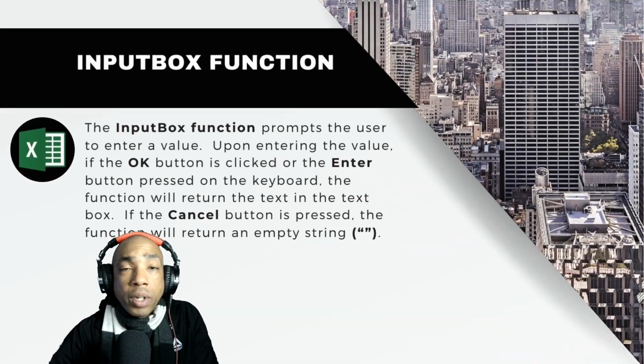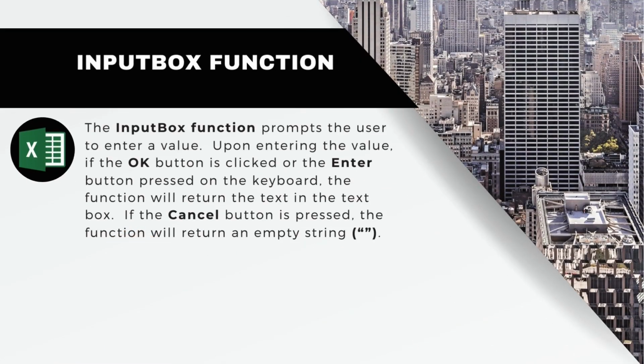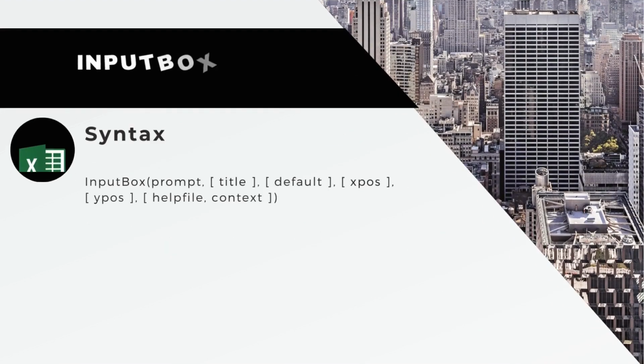Without further ado, let's get aboard with the lesson here. First things first, we're going to be working with the input box. The input box function prompts the user to enter a value. Upon entering the value, if the OK button is clicked or the enter button is pressed on the keyboard, the function will return the text in the text box. If the cancel button is pressed, the function will return an empty string. So that's the basic function of the input function.